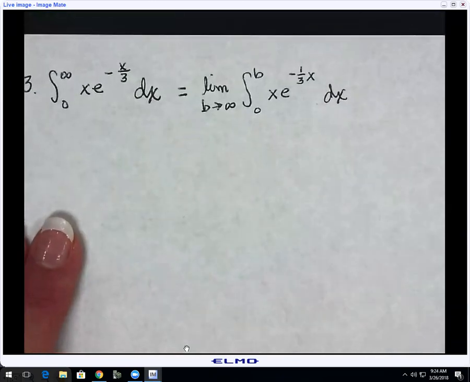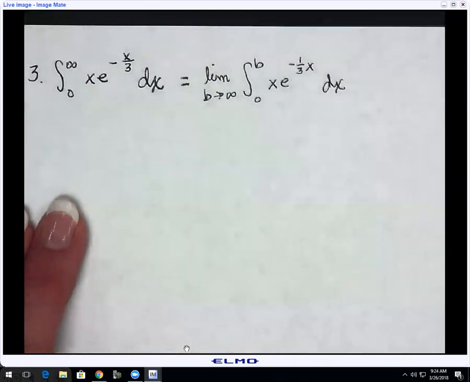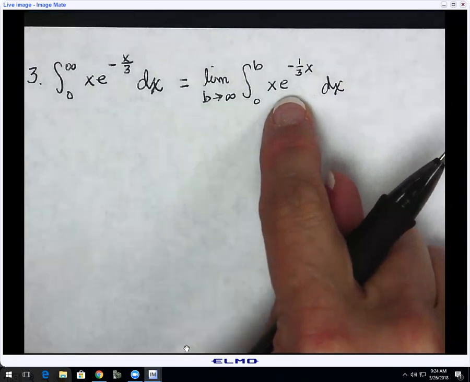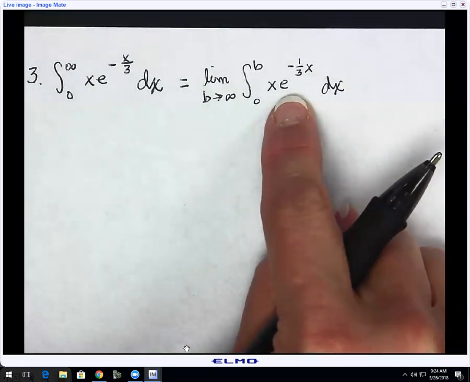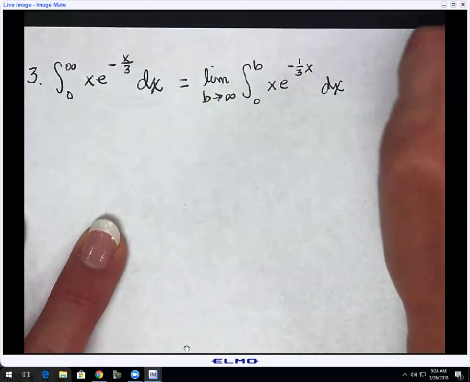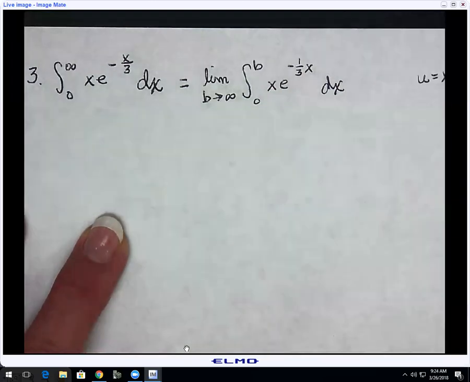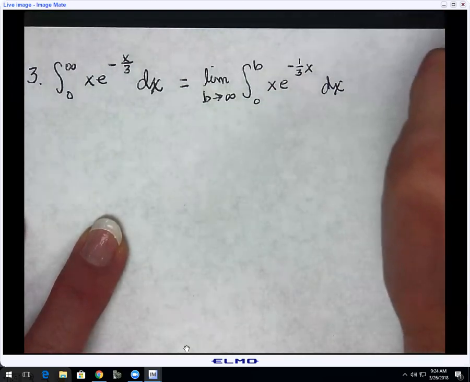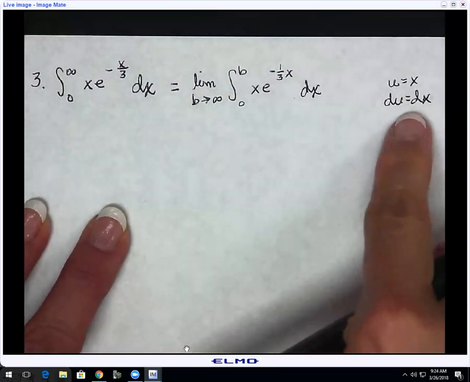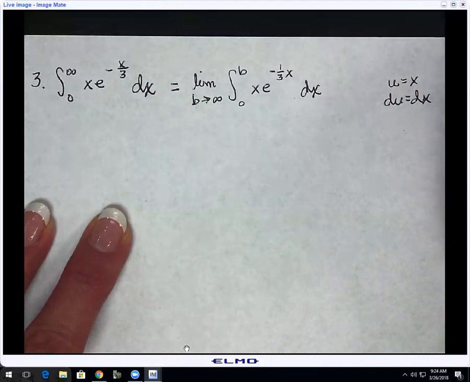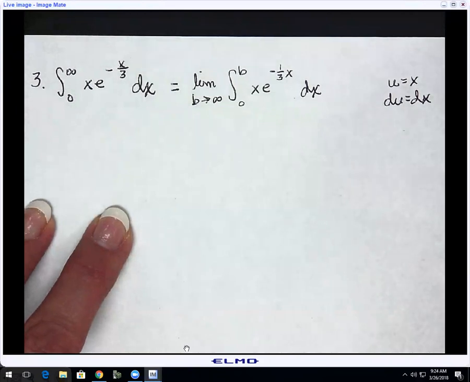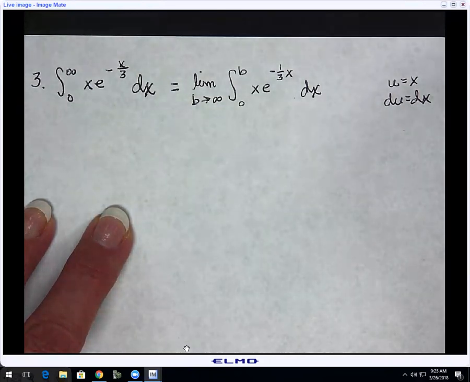All right, integration by parts. What do you want to let be u? By our acronym, the exponential part is the last letter of that acronym. It's the last thing we would let u be. So we're going to let u be the plain old x, and that means du is dx. And if u is x, then dv has to be everything other than x. It has to be the e to the negative 1/3 x dx.